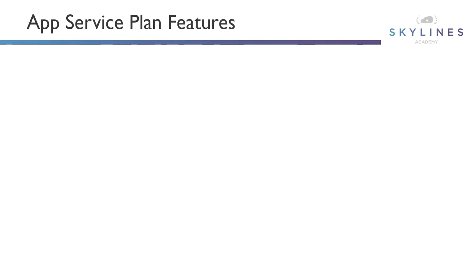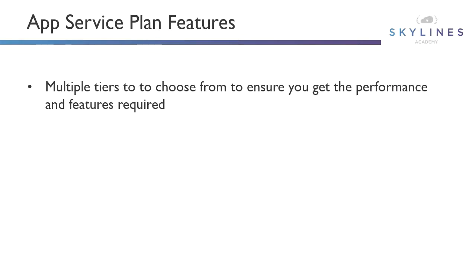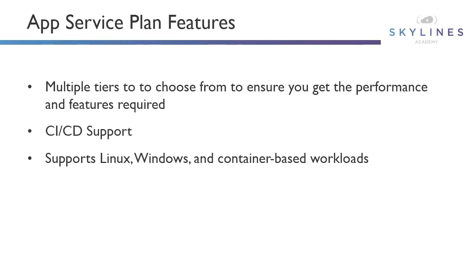App service plan features. Since there is a wide variety of workloads, there is also a variety of tiers for hosting your app service plans. This can include anywhere from the free tier that offers some basic features up to an app service environment, in which you have a fully isolated and dedicated environment. All app service plans support CI/CD, so you can automate the deployment of your web applications. And similar to Azure Container Instances, App Service will support workloads designed to run both Linux as well as Windows. Additionally, you can also run a container in an app service plan as well.